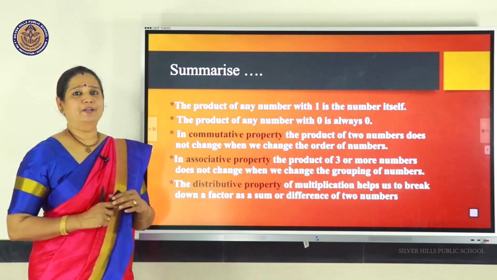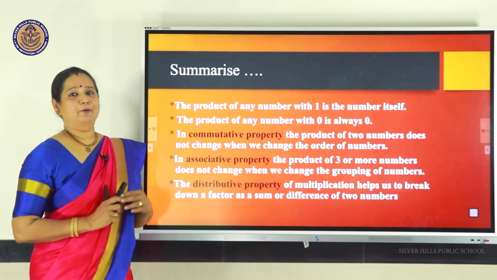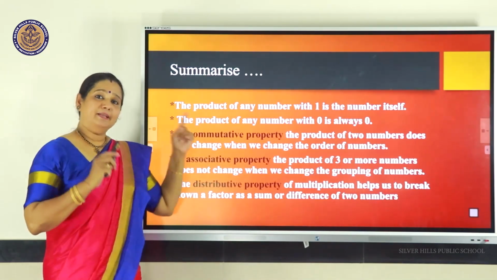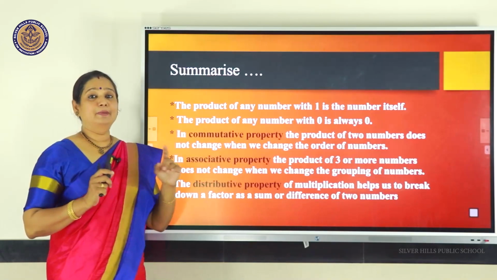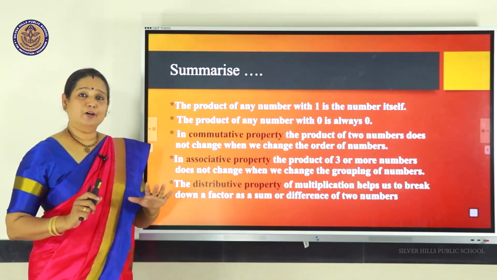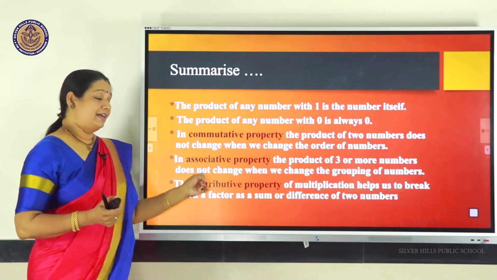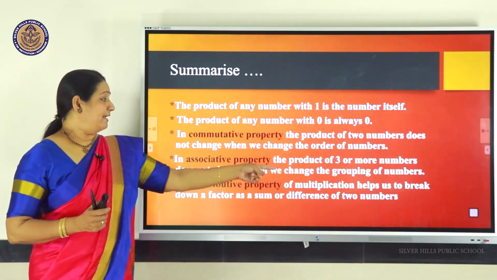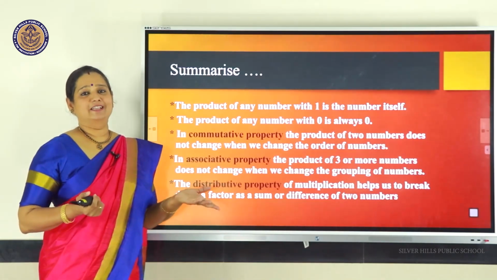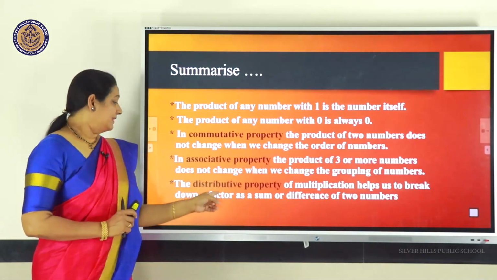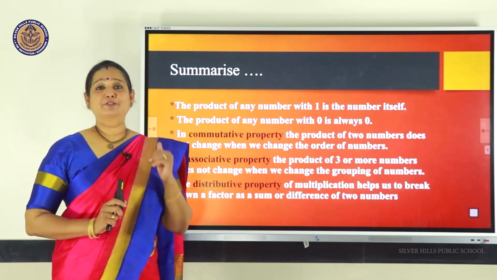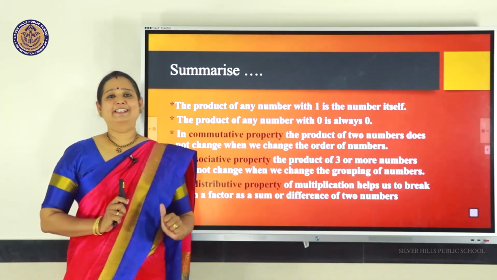Now, next is associative property. Here also I have showed you one trick to memorize associative property. Think, group. Commutative property means think, move. Associative property means think, group. In associative property, the product of 3 or more numbers does not change when we change the grouping of numbers. See, it's not going to change. We have solved many sums. The last property is distributive property. The distributive property helps us to do mental math skills very easily.